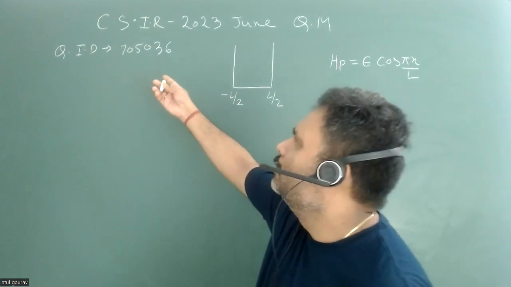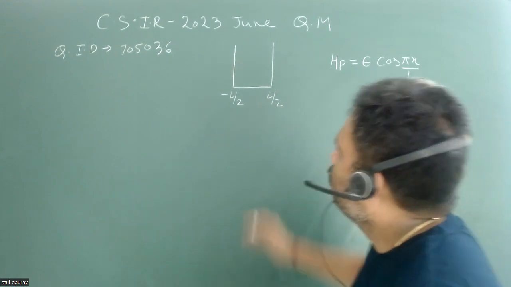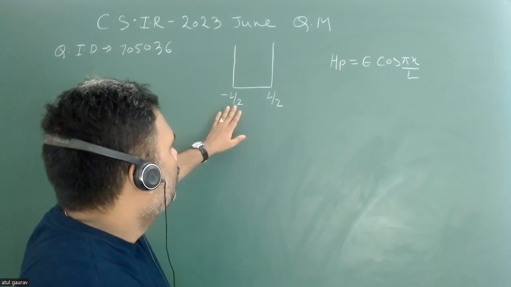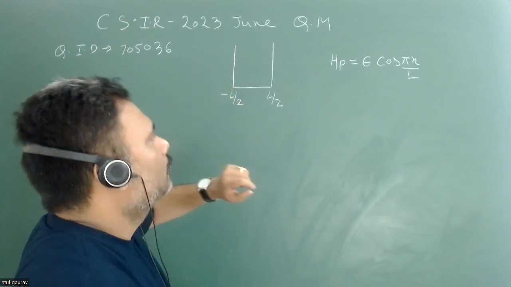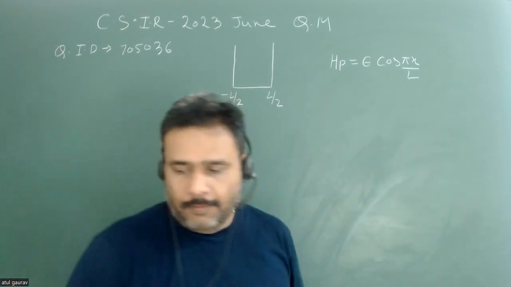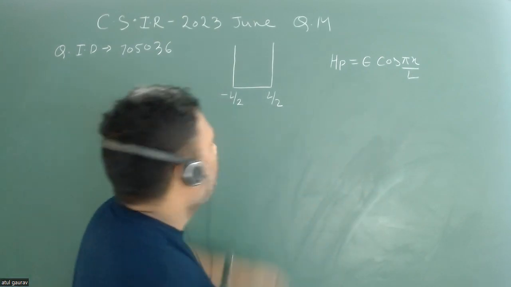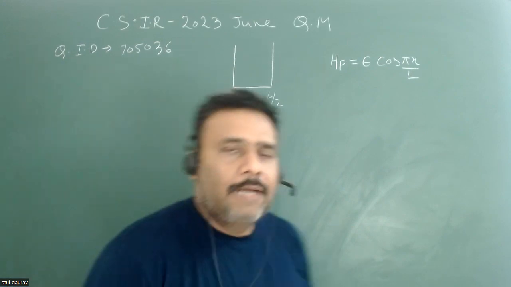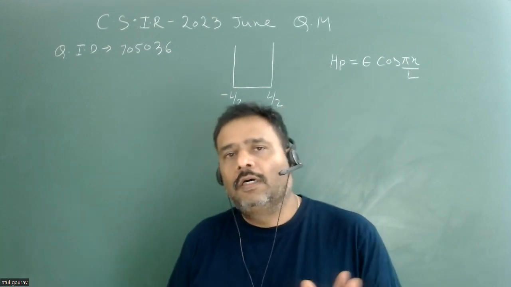You can have 705036. This question is from Perturbation. It is given that a particle is trapped in a one-dimensional infinite box whose boundary is from minus L by 2 to plus L by 2, perturbed by the perturbation epsilon cos(pi x by L). So the perturbation is a cosine function. We have to calculate the change in energy up to order of epsilon.